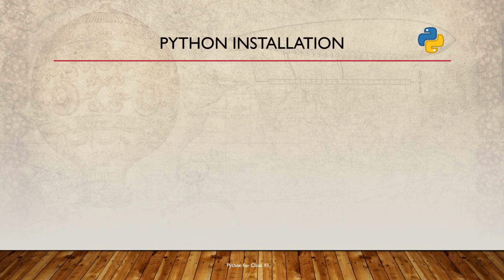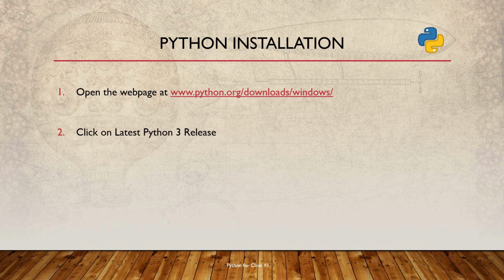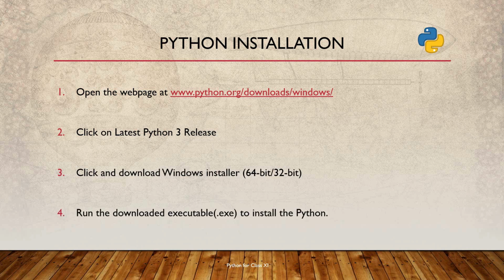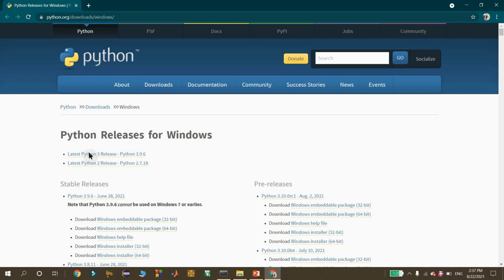Now I will give you the process of installation. To execute the Python programs, first we have to install the Python interpreter. To download the Python interpreter, go to this link and then click on latest Python 3 release and then you can find Windows installer. Then select a particular Windows installer based on your computer system. After downloading that executable file, double click on that and then install it. Then I am showing that procedure. I am clicking on this link. While I am doing this video, the Python latest version is 3.9.6. Then I am clicking on this.